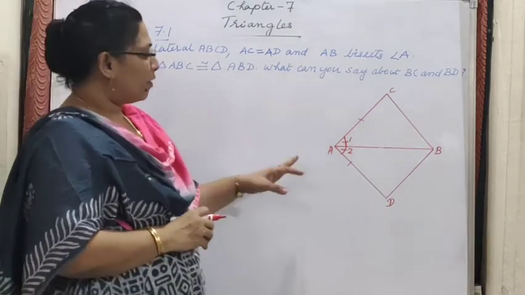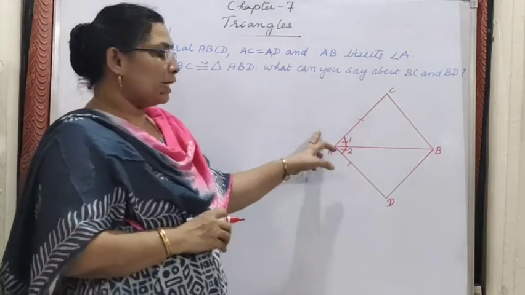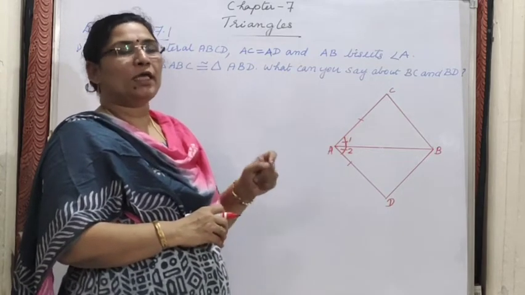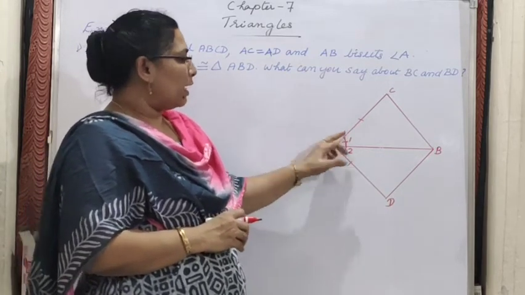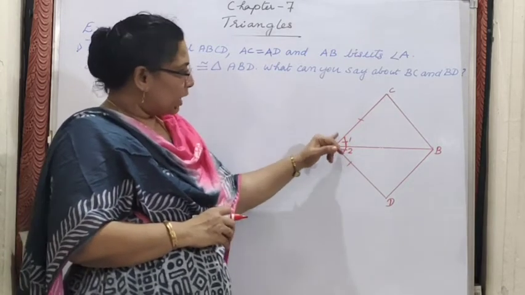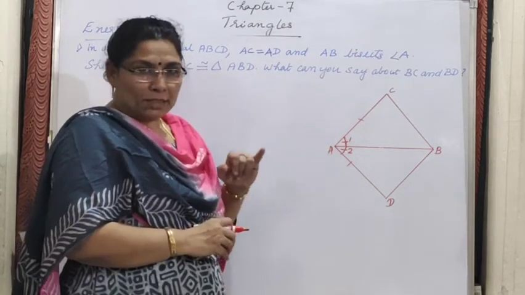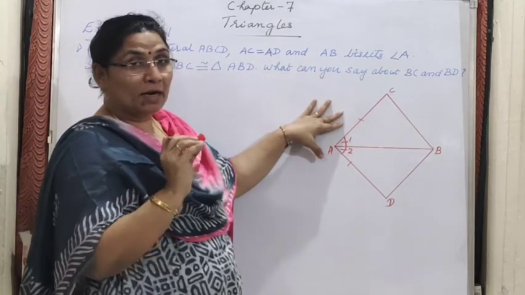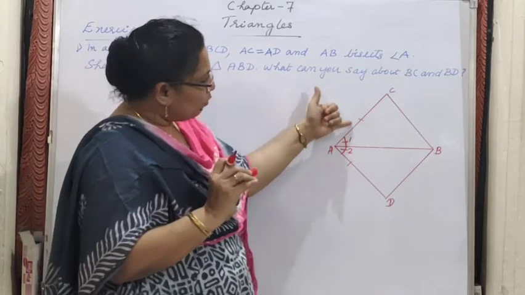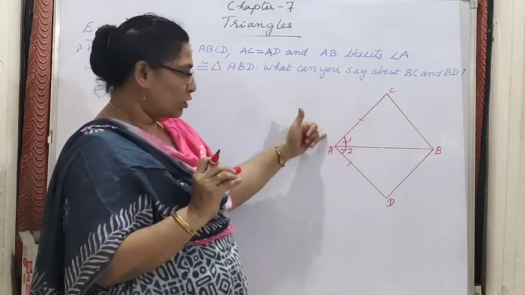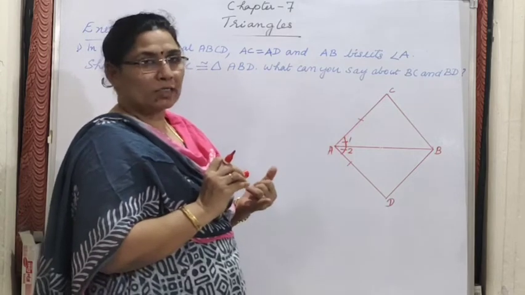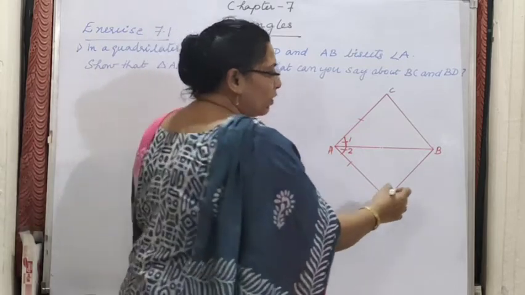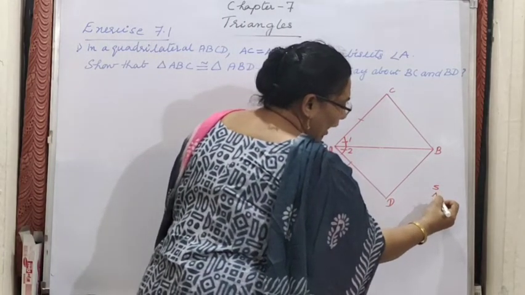Now let us see. When we are considering triangle ABC and triangle ABD, in triangle ABC only, how many equal parts are marked there? Let us see that. One equal side is marked. Only ABC we are considering. Listen carefully. In ABC, one equal side is marked, and also one angle is marked, right? So we got one side, one angle.